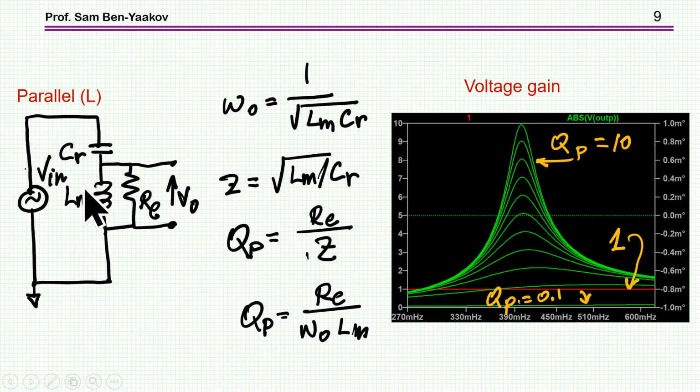At low frequency, we have a parallel resonant converter, and therefore the Q, the quality factor, is Re over Z, or Re over omega 0 Lm. Once you define it this way, this is consistent with what we have here, and we see that as the Q goes up, the gain goes up, everything is fine, and we are talking about this region here. This is the low frequency region.